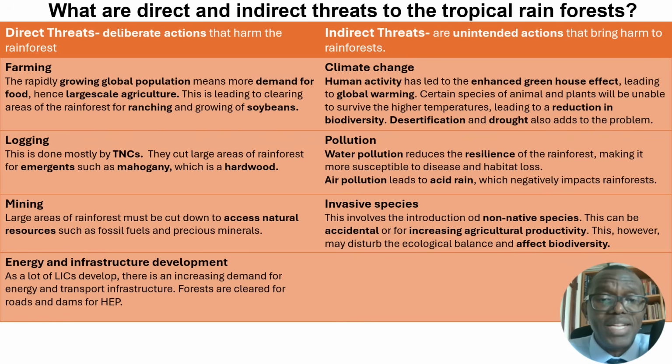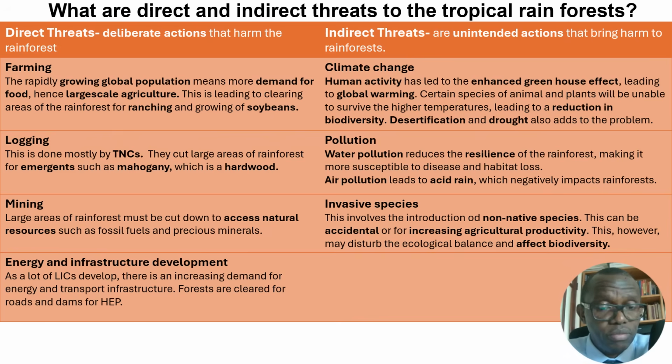So moving on then to the indirect threats. What are they? The first one here is climate change. Now, human activity has led to the enhanced greenhouse effect, and this has led to global warming. Now, certain species of animals and plants will be unable to survive these higher temperatures. And this will obviously lead to a reduction in the biodiversity. And we also have desertification and drought as a problem as well. Okay, so this climate change obviously is a threat to the biodiversity that is in the tropical rainforests.